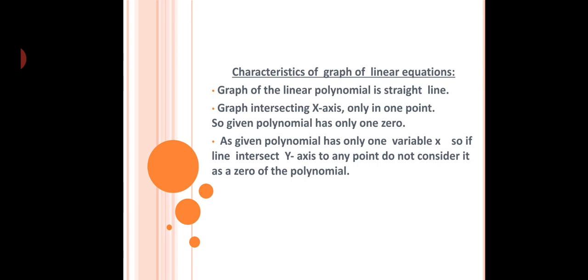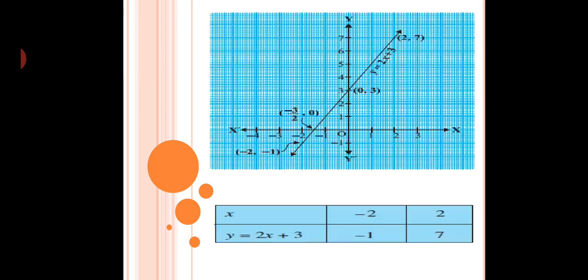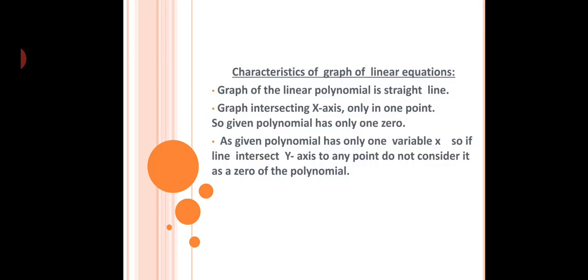As the given polynomial has only one variable x, if the line intersects the y-axis at any point, do not consider it. You can see here it also intersects the y-axis, but we do not have to consider that because the polynomial is in terms of x. So we only consider the value at which the graph intersects the x-axis, and it intersects the x-axis at one point, so it has one zero. Understood?